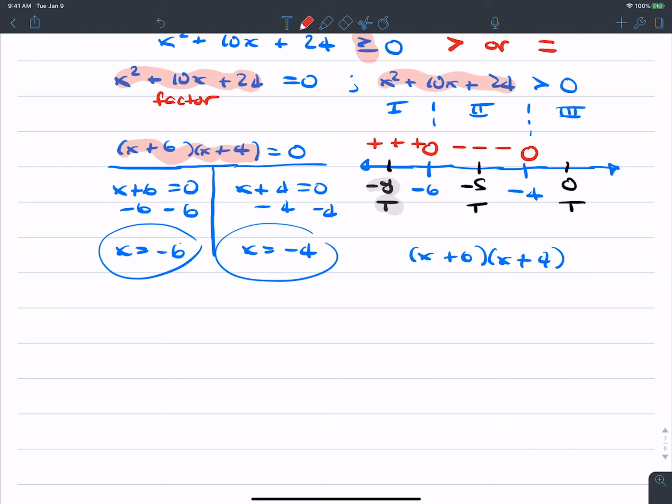Test 0 now. 0 plus 6 is 6. 0 plus 4 is 4, and 6 times 4 is a positive value. That's going to be a plus. So region 3 is positive.